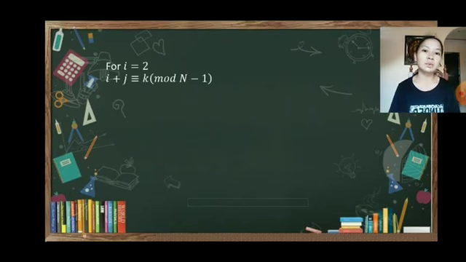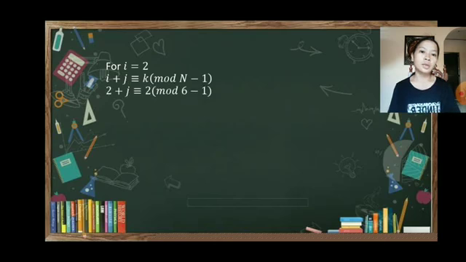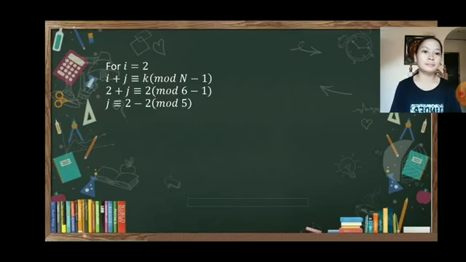And for i = 2, we use the same formula, i + j ≡ k mod (n − 1). Then we do the substitution, which is 2 + j ≡ 2 mod 6 − 1. So, we transpose the 2 again, so j ≡ 2 − 2 mod 5, where 6 − 1 is equal to 5. So, j ≡ 0 mod 5, because 2 − 2 is equal to 0.